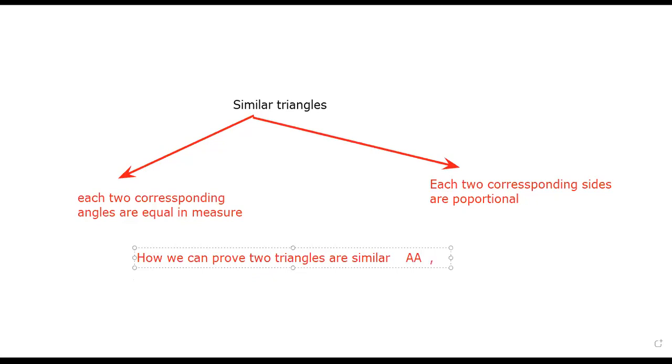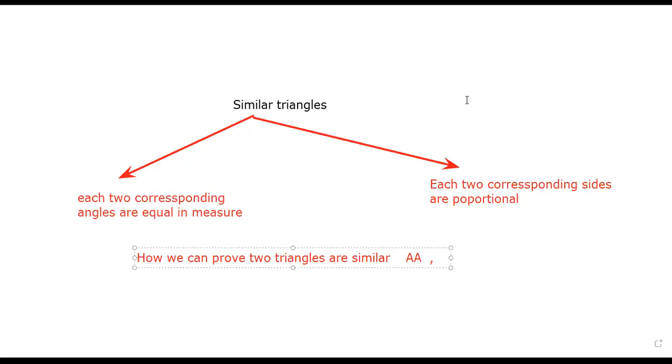Anyone can tell us, please? Which cases prove that two triangles are similar? Laura. Side, angle, side. Then we will prove that two triangles are similar by using side, angle, side. Do you agree with her? Anyone disagree?